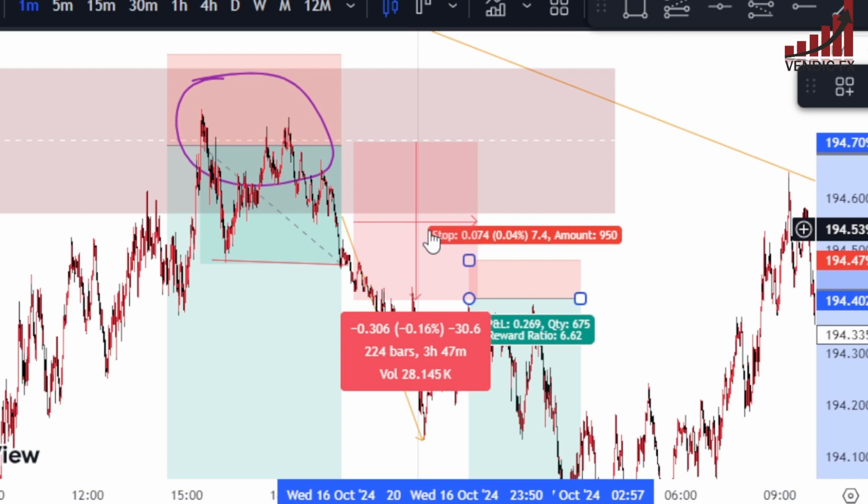Other things will be added to this series. Maybe I'll do a separate change of character and break of structure in this same series. I will add imbalance, and I will add premium and discount range in the market.